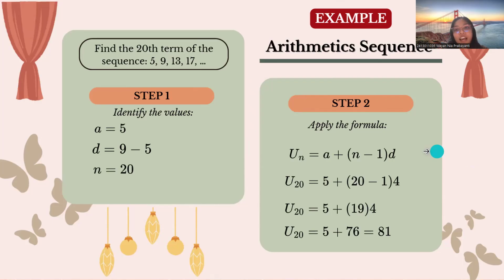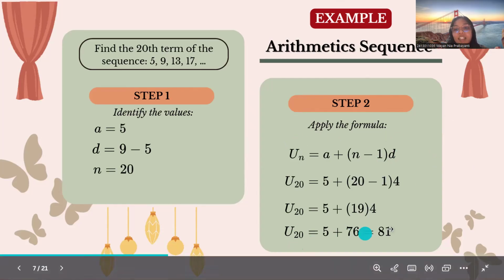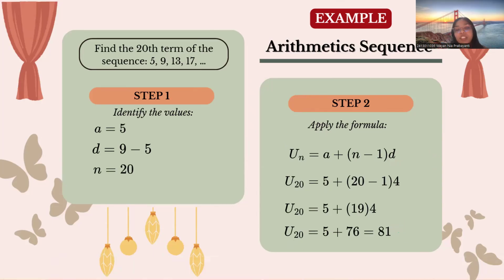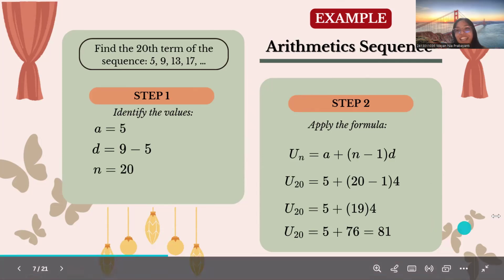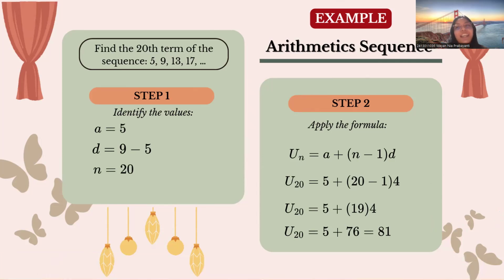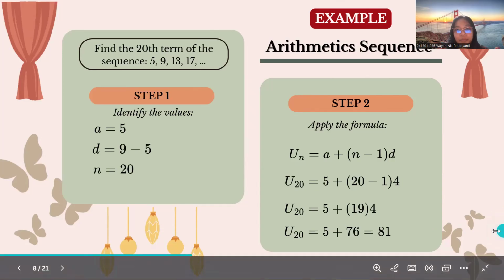So, okay, after operating it like this, we already got the 20th term of this sequence. So the 20th term of this sequence is 81. Okay. Do you understand, guys? Okay. If you understand, we are going to move to the next topic.